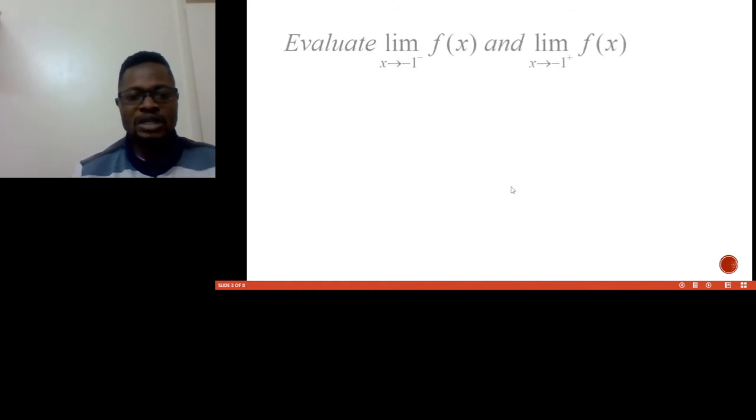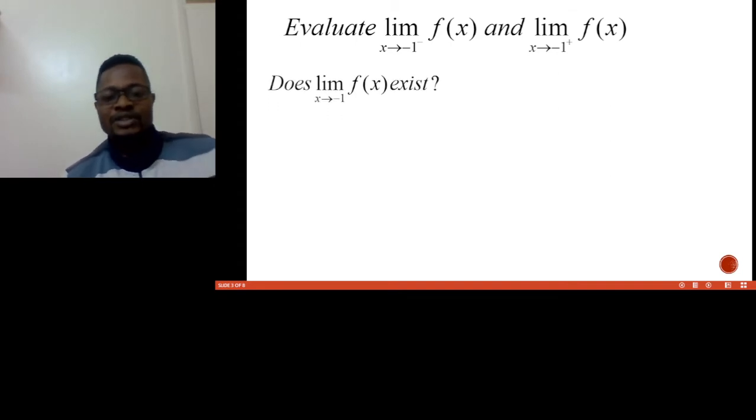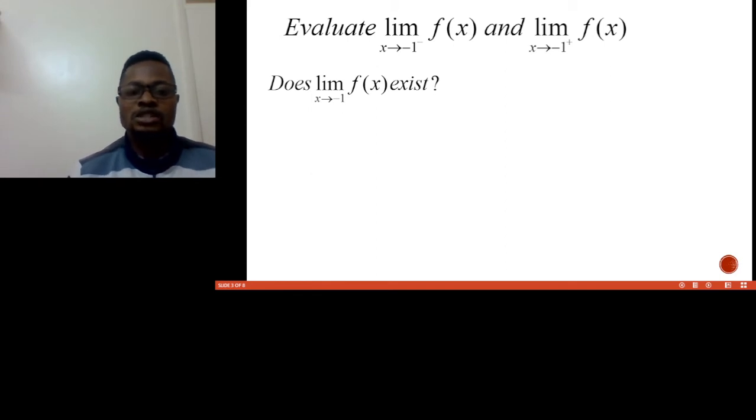So let us see what we are expected to do. We are expected to evaluate the limit of f of x as x approaches negative 1 from the negative side, and also as x approaches negative 1 from the positive side. So there are two things here. You must evaluate the limit when it approaches negative 1 from the right hand side and from the left hand side, and these two must be equal, because if they are not equal, then the limit does not exist.